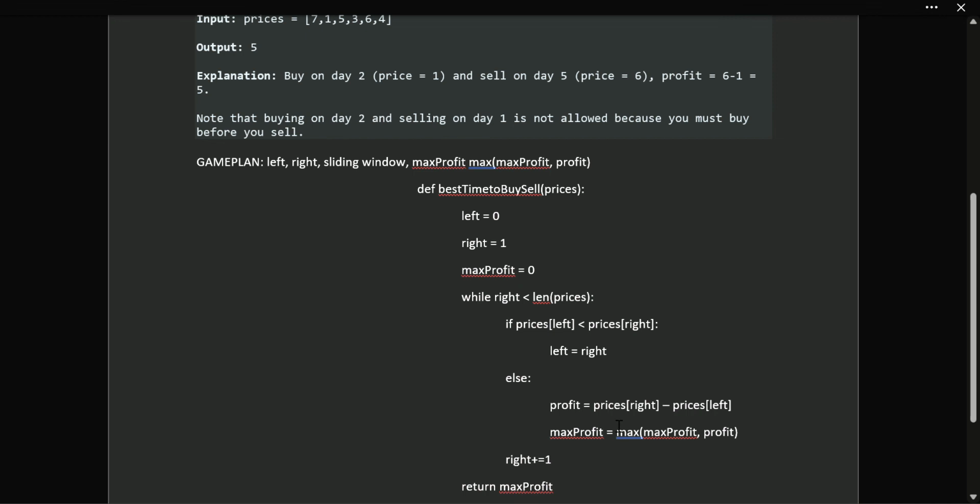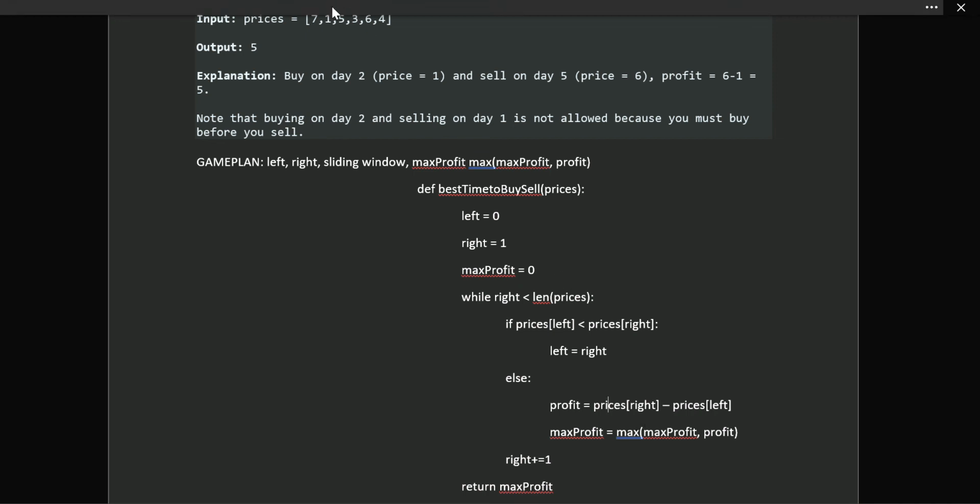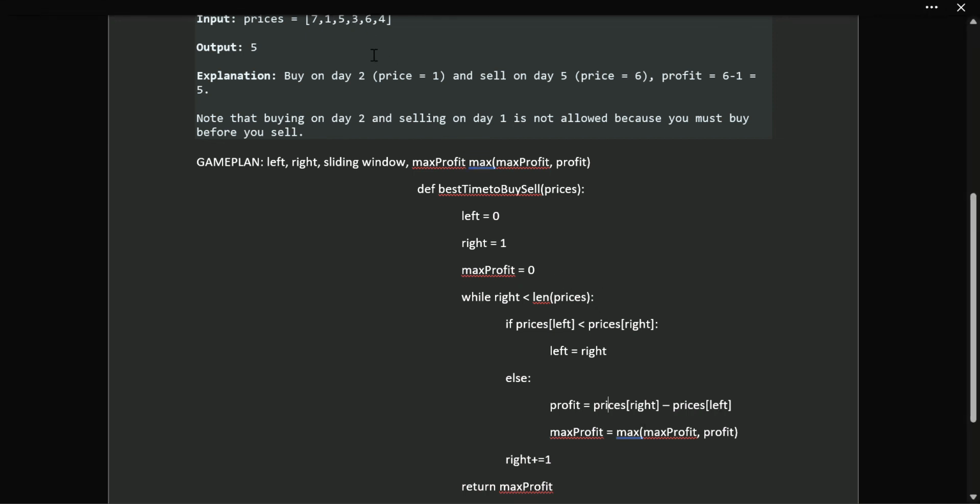Profit equals prices at right, so we get this 5, minus prices at left, 1, which is 4. So it's going to take the max between 0, our current max profit, and 4. So it's going to set our max profit equal to 4 now. Our right's going to advance 1 again. We're going to come back down. It's going to be 3 minus 1. That's not going to be better than 4. It's going to be 6 minus 1, which is 5, which is going to be better than 4. It's going to set our max profit to 5.